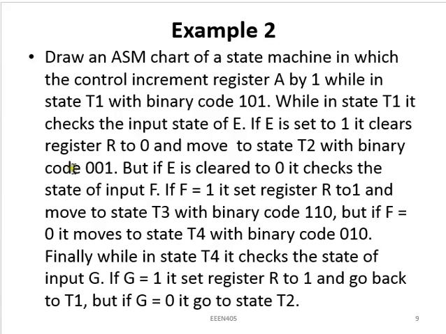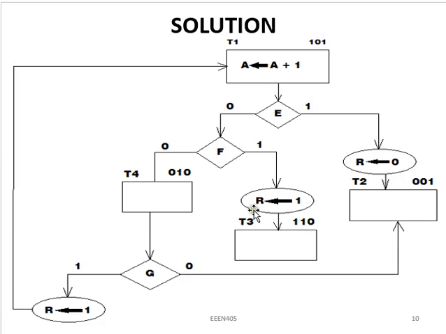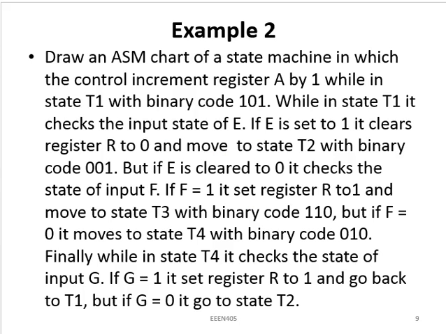Then, what if F is equal to 0? Look at it. But if F is equal to 0, it will move to another state T4 with binary code 010, and look at it here. If this F happens to be 0, it will go to T4 with 010 as its binary code.